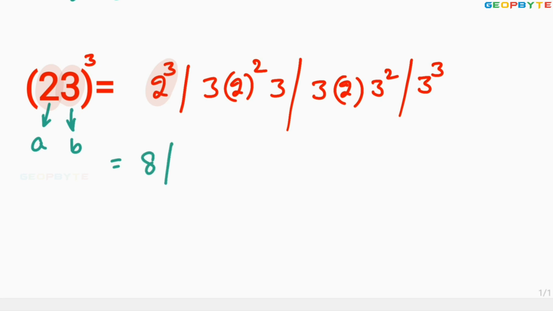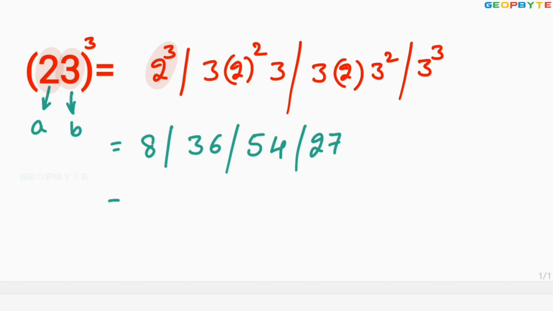Next, 3 into 2 square into 3. 2 square is 4. 4 into 3 is 12, into 3, 36. Then 3 into 2 is 6, 3 square is 9, and 9 into 6 is 54. Then 3 cube is 27. Then you write like this: 8, 36, 54, 27.